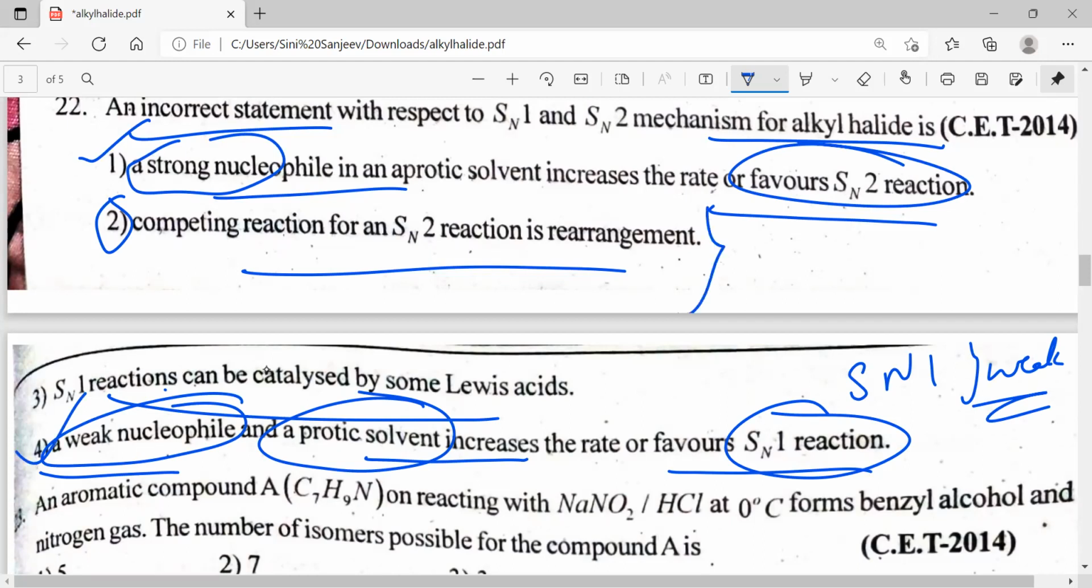Again, I got a 50-50 chance. This is an incorrect statement I have to say among these. Competing reaction for an SN2 reaction is rearrangement. Then SN1 reaction can be catalyzed by some Lewis acid. Among these, which is the incorrect one? 22nd question. This is a highly conceptual question. If we know the concepts, then only we can answer this kind of questions.